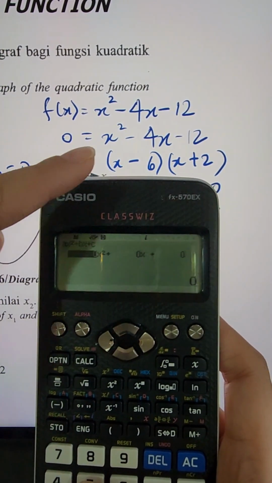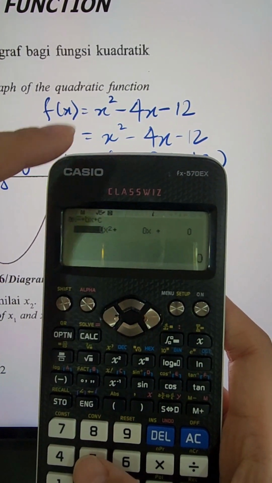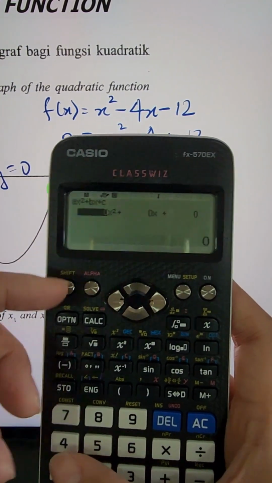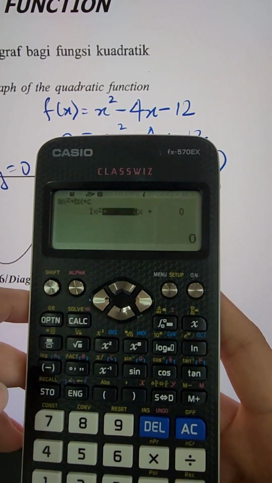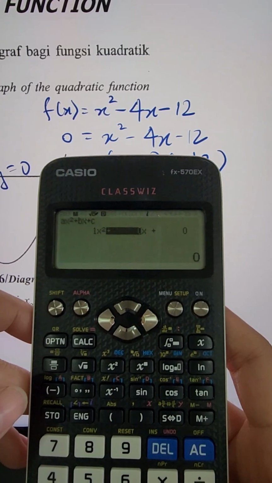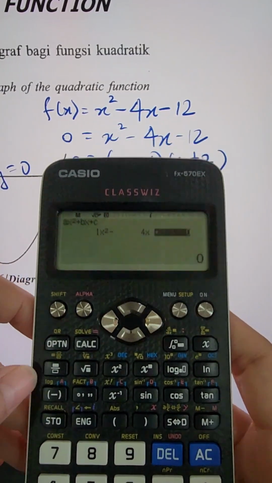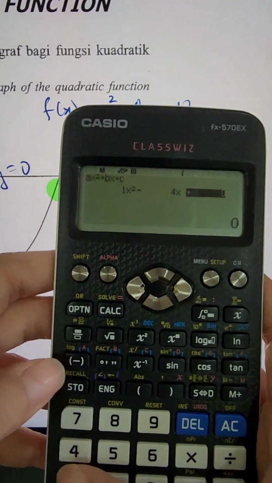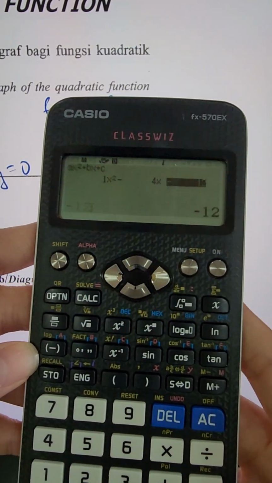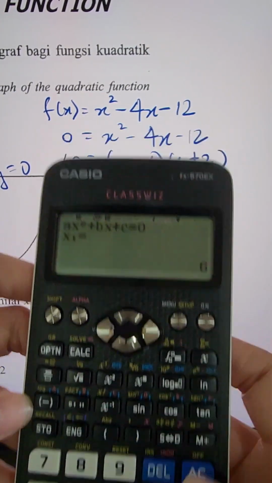For this, 0 equals x squared. The coefficient of x squared is 1, right? So you press 1, then press equals. The next one, b is negative 4. So negative 4, then equals. And then c is negative 12. So negative 12, then you press equals. Then you press equals again. Ta-da! Let's compare your answer.